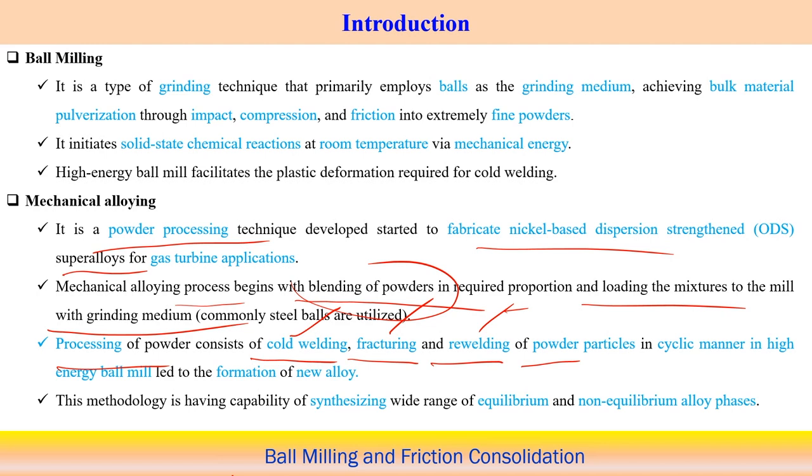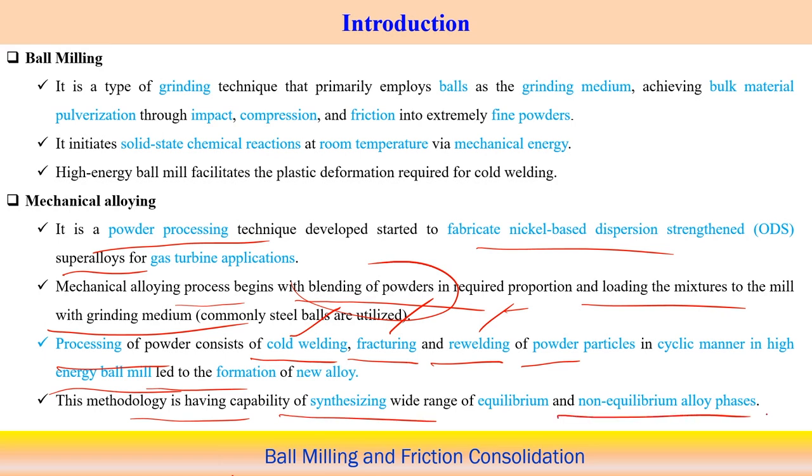Now when there is impact load from the balls, fracture happens from a big structure. Fracturing of the particles also happens, so they become finer, and sometimes the welded component may be separated, or fracture might happen. But at the same time re-welding also happens, because of the individual plastic deformation of the two particles. This cold welding, fracturing and re-welding happens in a cyclic manner, and in the case of high energy balls it finally leads to the formation of the new alloy. So this metallurgy, mechanical alloying, is capable of synthesizing a wide range of equilibrium and non-equilibrium alloy phases.